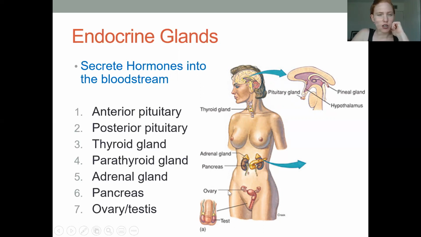Okay, so we're going to talk about quite a lot of different endocrine glands today. This lecture piece is going to focus on the anterior and posterior pituitary. We'll talk about the master gland. Then we'll talk about the thyroid, parathyroid, and the adrenal gland. And then we'll talk about the pancreas and some miscellaneous other pieces such as the pineal gland, which is located right there in the brain.